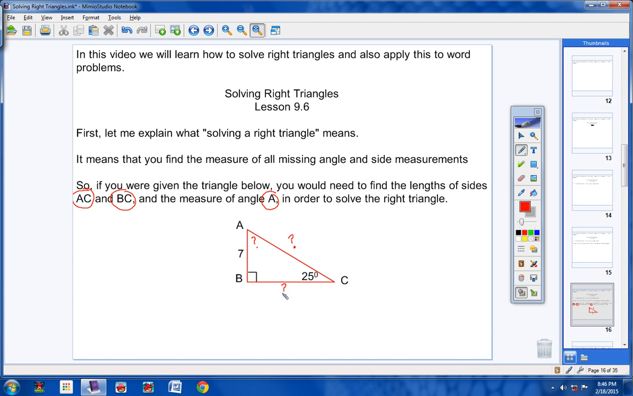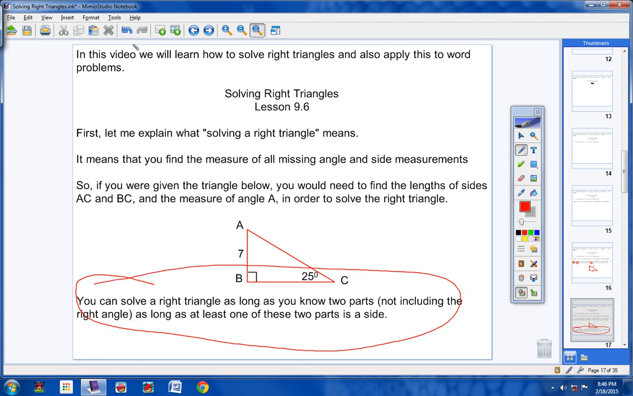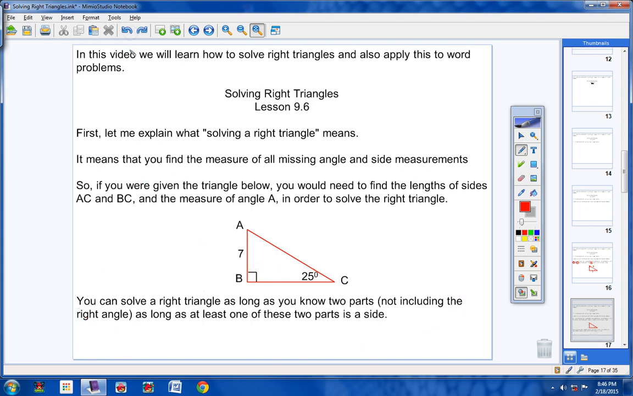So when I ask you to solve a right triangle, you look at the triangle that's given to you and you find all of the missing angles or sides, and then you have solved the right triangle. Now, this is a really important sentence. I would also write this in your notes if I were you. You can solve a right triangle as long as you know two parts. Now when I say two parts, that's not including the right angle. We know we're always going to have a right angle. That's just understood to be given to you, okay?